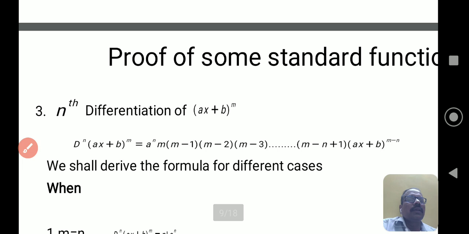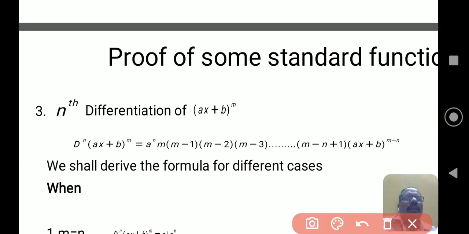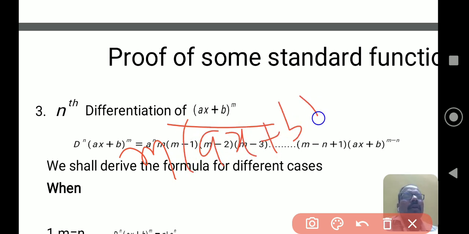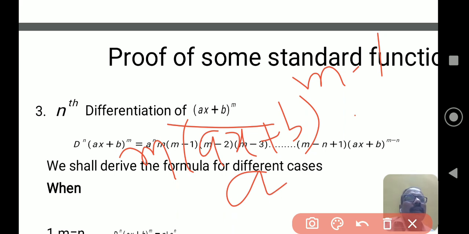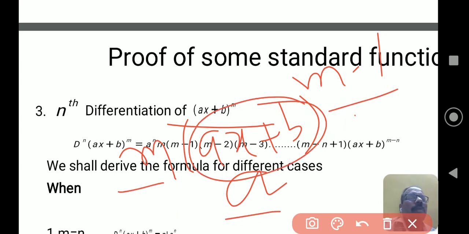It is very clear. We can write the differentiation of ax plus b whole to the power of m. Once differentiated, we can write it as m into ax plus b whole to the power of m minus 1 into the differentiation of ax plus b, which is a. Finally, the first order derivative of ax plus b whole power m can be written as a into m into ax plus b whole to the power of m minus 1.